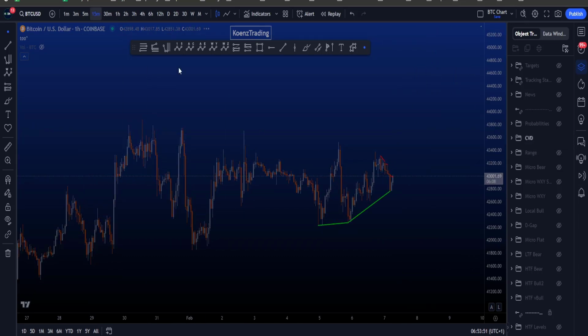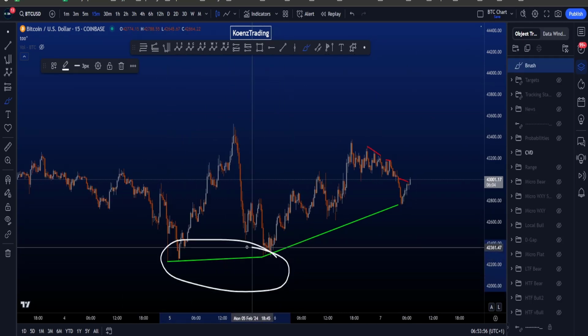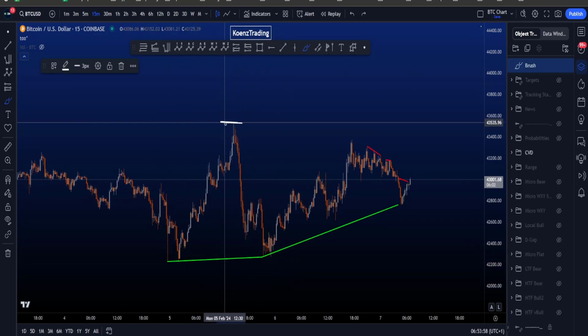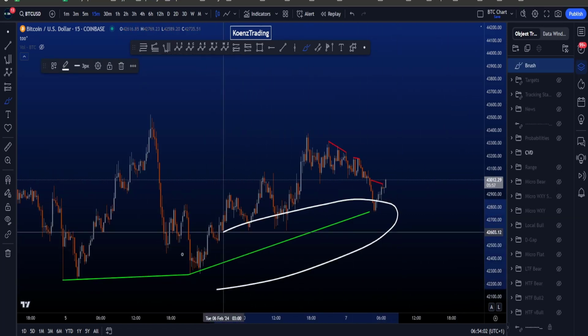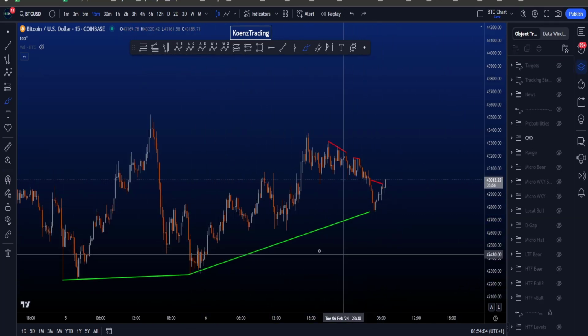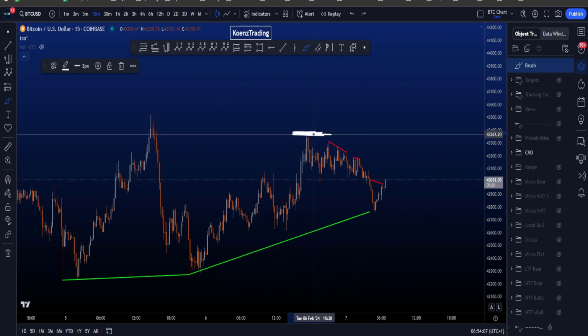I already shortly mentioned the CVD divergences. We have bullish CVD divergences here that didn't yet play out. Target would be the high, invalidation taking the low. Then we have over here another bullish CVD divergence, higher low on price, lower low on the CVD. Target is this high over here.